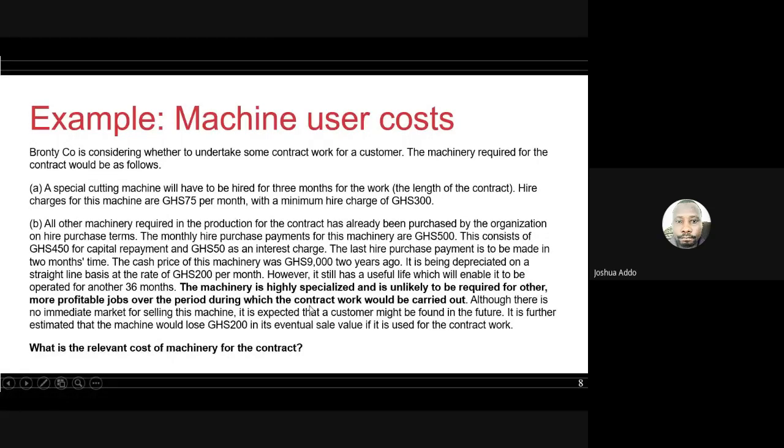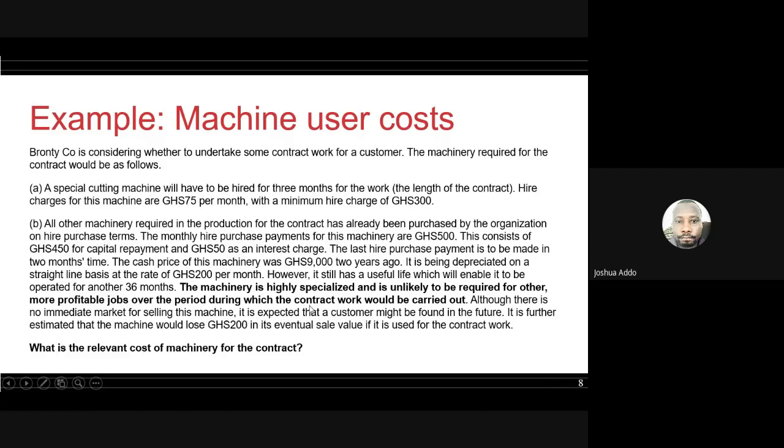So let's take this simple question. I will try to see which cost of machine is a relevant cost to this particular contract and which is not. So let's all get involved, be interested, follow with the question so you can make comments.